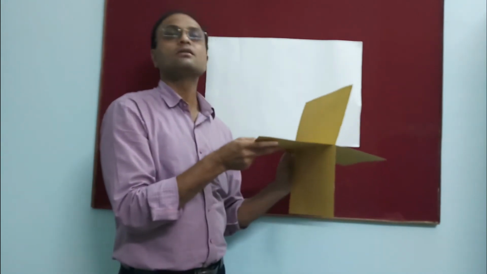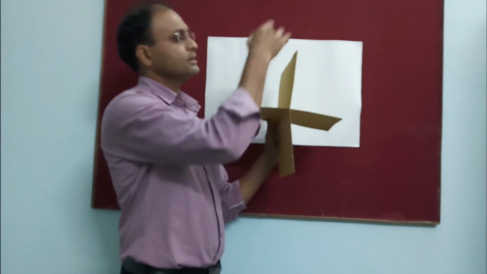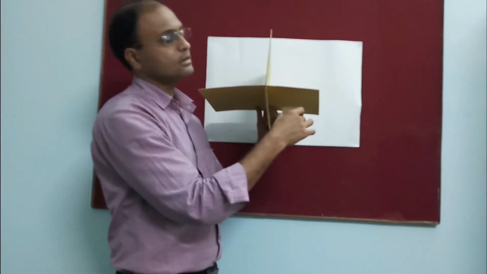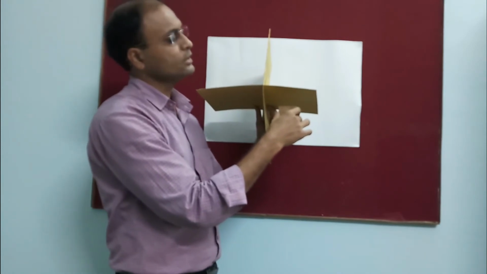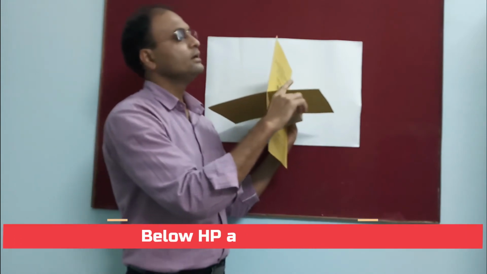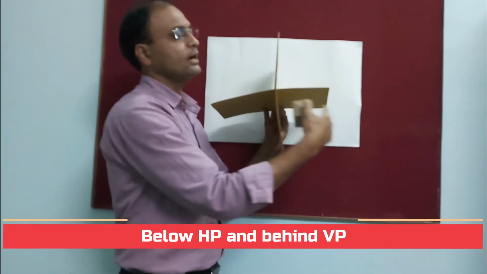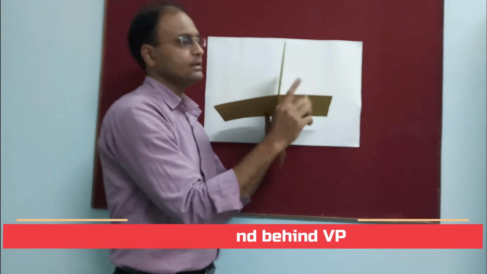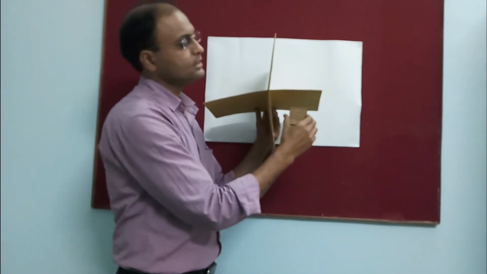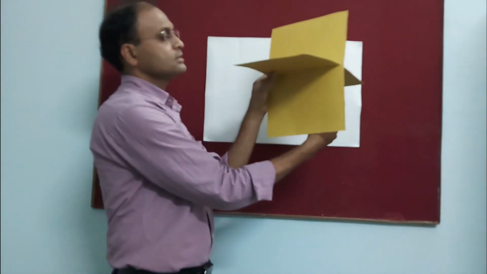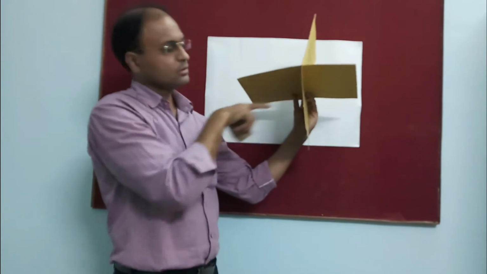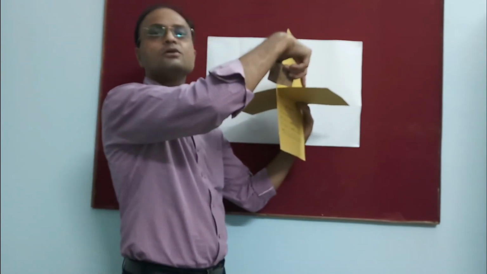Now let us go to the third quadrant. First is over, second is over. Third quadrant means the object is here. How do you define the position of the object? It is below HP and behind VP. I hope you are understanding. Below HP, behind VP. Whenever the object is here, for the purpose of projections we again assume that the planes are transparent. That means we can see through the vertical plane and through the horizontal plane.